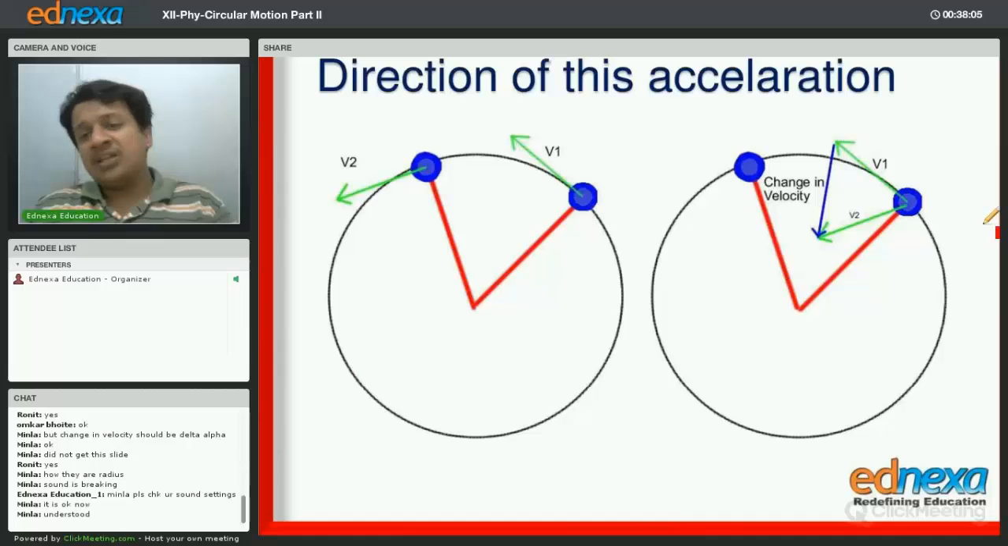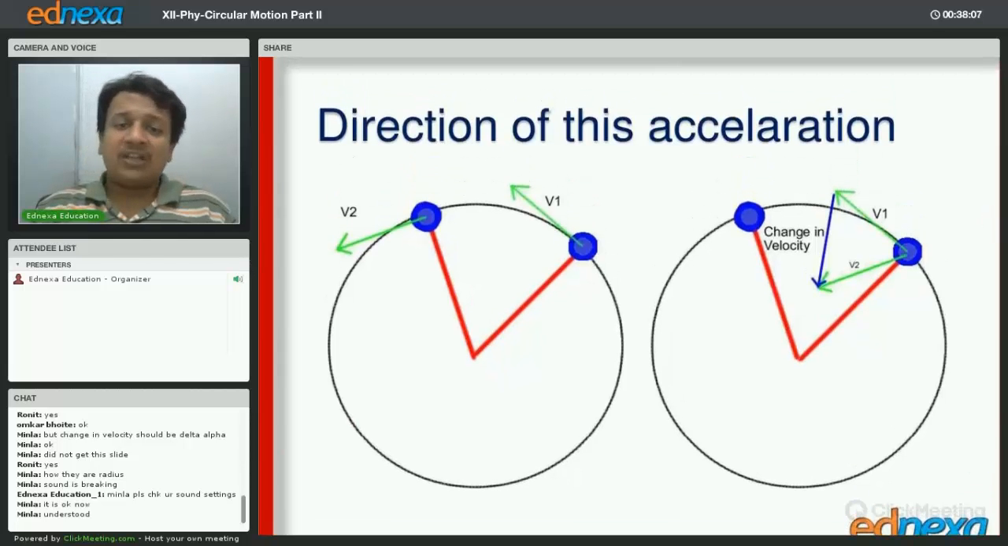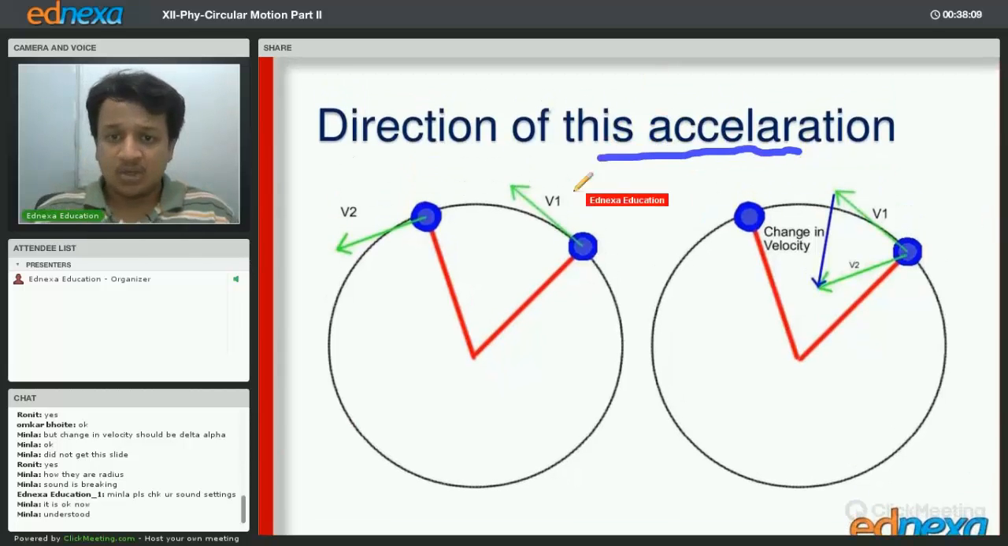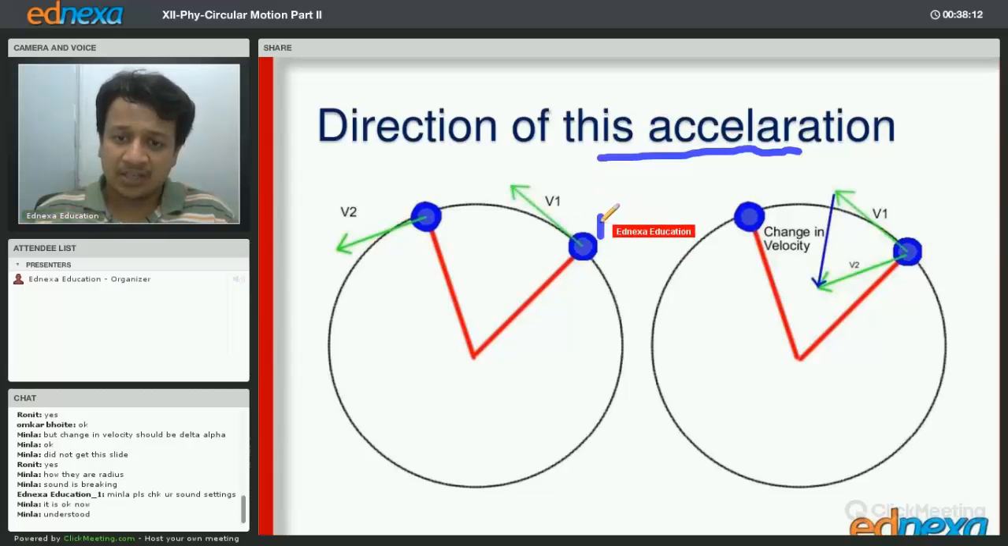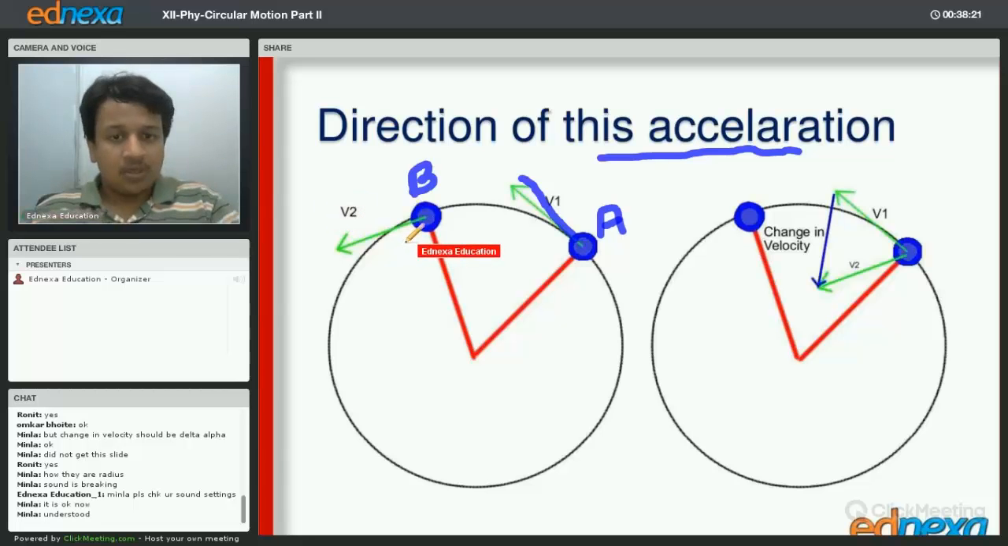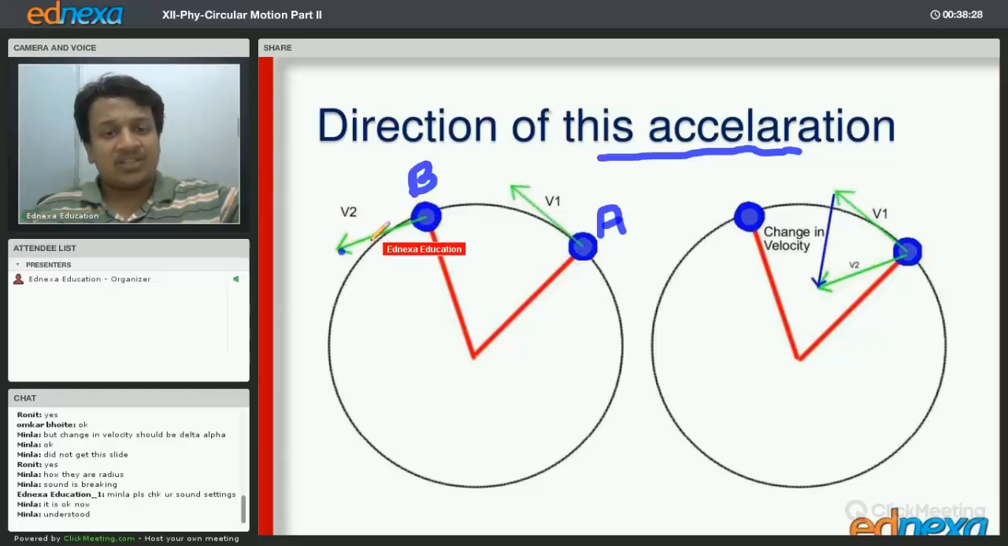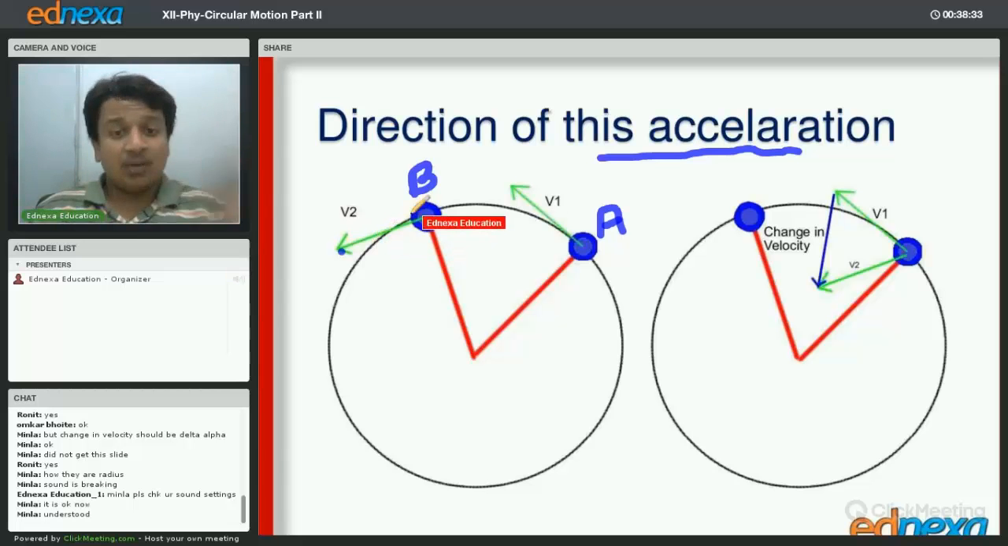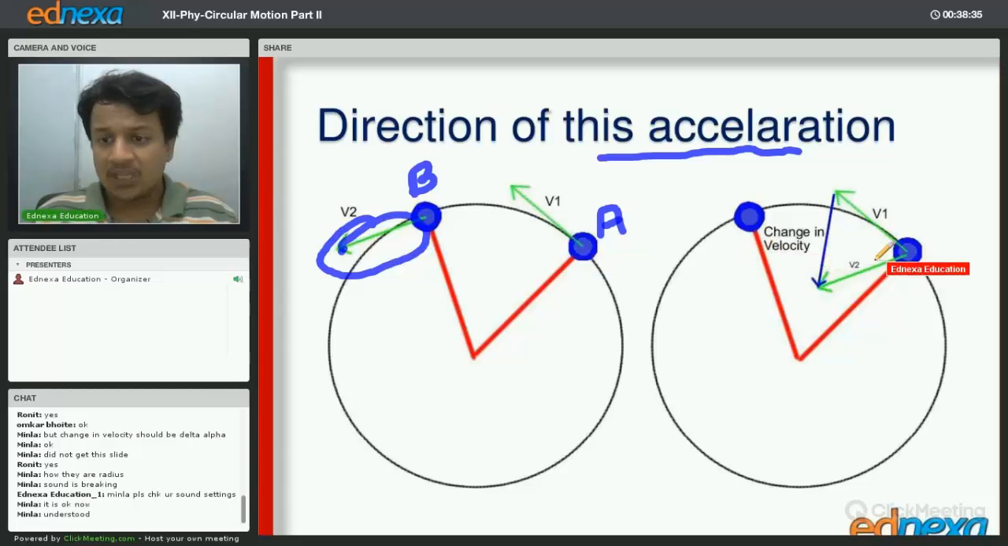Getting it? But the question will arise, how can we find out the direction of this acceleration? So to find out the direction of acceleration, this is point A, this is point B. This is the velocity vector at point A and this is the velocity vector at point B. So let's transfer this velocity vector at point B, as we transferred initially when we were discussing the formula. We transferred the vector from point A to point B, is it right? Now this vector we are going to transfer over here as shown in the second diagram.